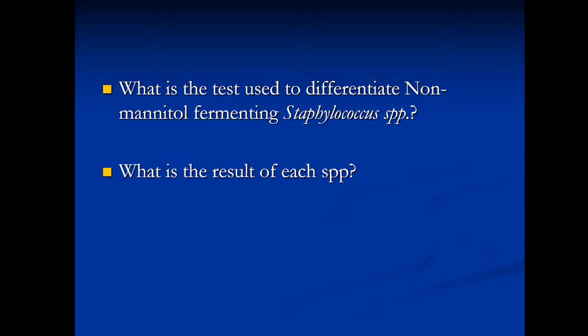Now, let's go to the test to differentiate non-mannitol fermenting Staph species, because this is part of the workup. So we grew Staph species already. So what now, sir? We don't have Vitek, we don't have BD Phoenix to help us out in identifying the organisms. So we're going to rely on traditional methods. What tests can we use to differentiate Staph epidermidis from Staph saprophyticus? We need to use the novobiocin test.